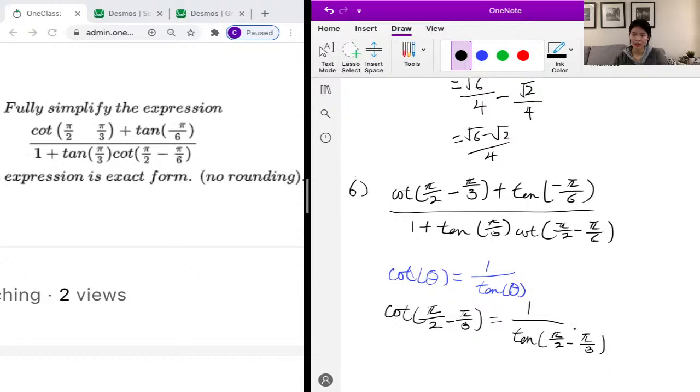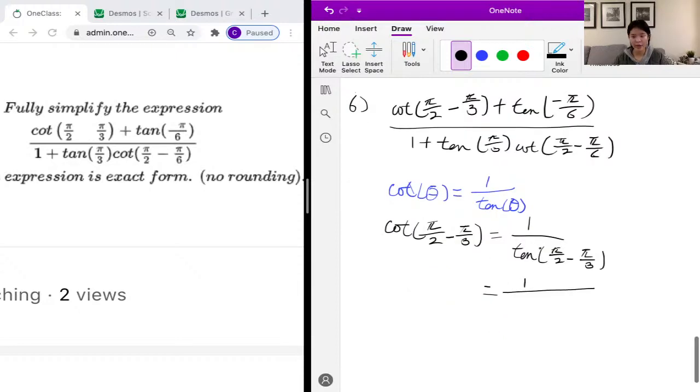Next, let's simplify by subtracting the angles. You could apply the sum and difference formula for trigonometry, but it's easier to just simplify the angles by finding the common denominator of the fractions. So here we know that pi over 2 is the same as 3 pi over 6 if we multiply both numerator and denominator by 3. And similarly, pi over 3 is the same as 2 pi over 6. So here we have 1 over the tangent of pi over 6. Okay? So this is our first equation.